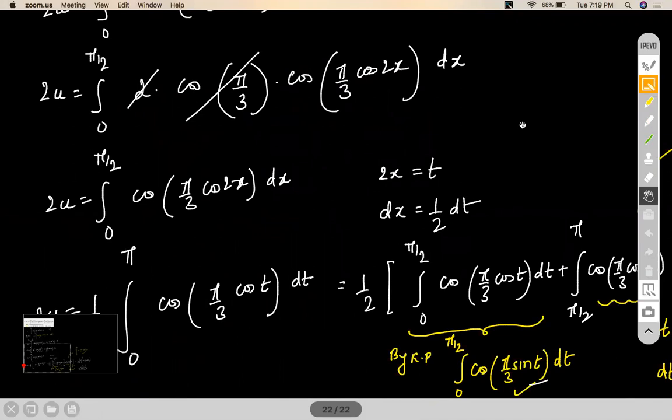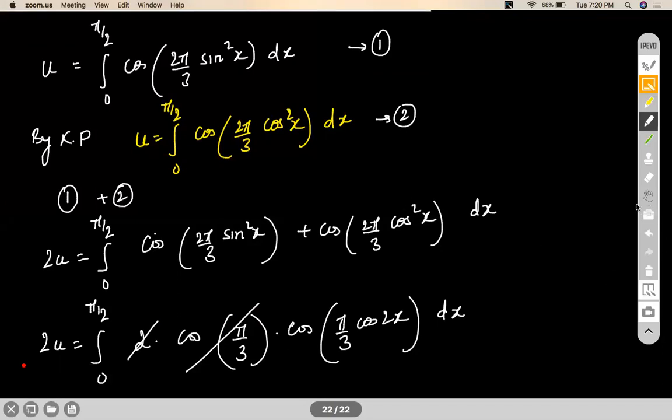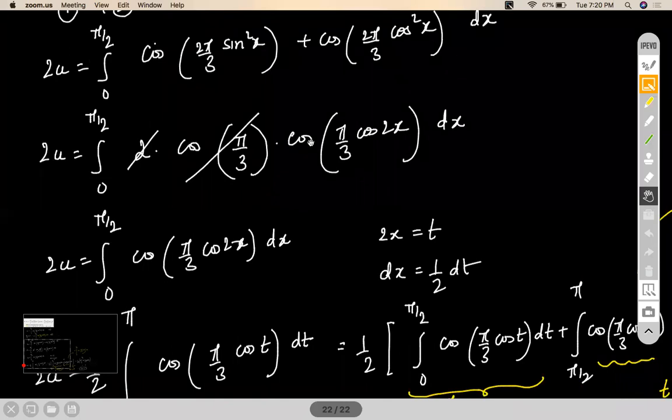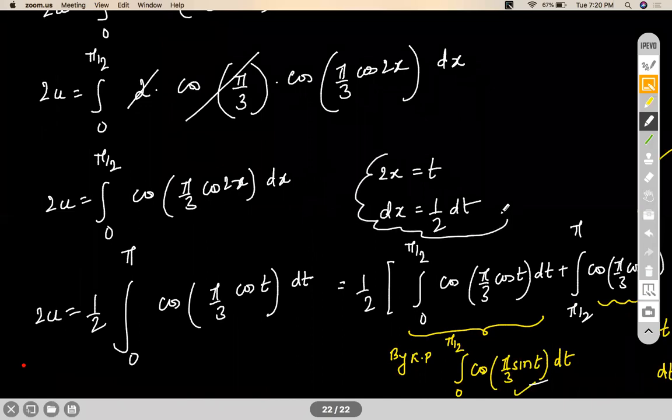So I hope the process is clear. The first step is the use of King's property. Then when you add it, it becomes this. Then I use my transformation formula of calculus. I got this. Then I use my substitution over here. This substitution, I got this.